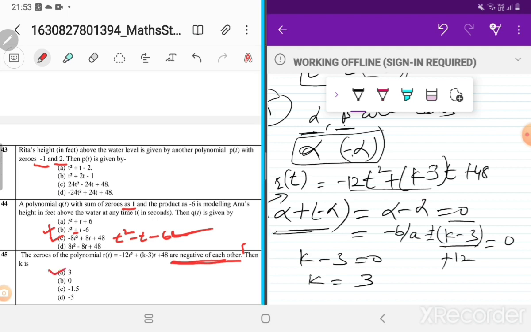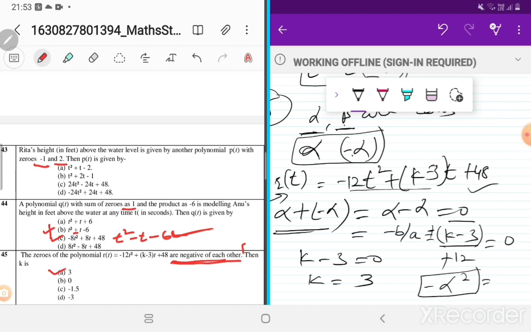So there is no need to find the product. The product is minus alpha into alpha, that is minus alpha square. But we don't need it, and from our equation the product is c upon a, which is 48 upon a. There is no k in it, so we'll take only that part in which k is there, because our motive is to find k. In this question we are finding the value of k.